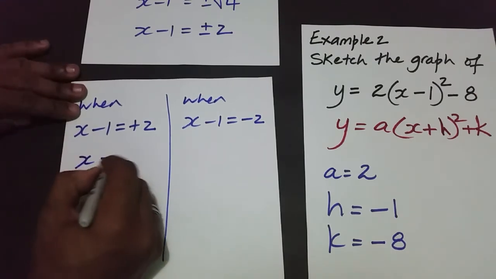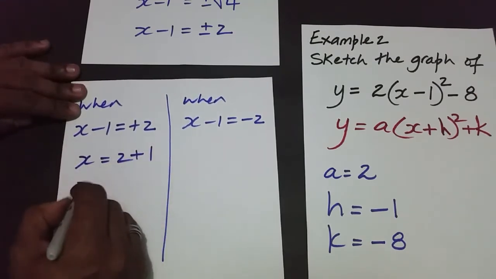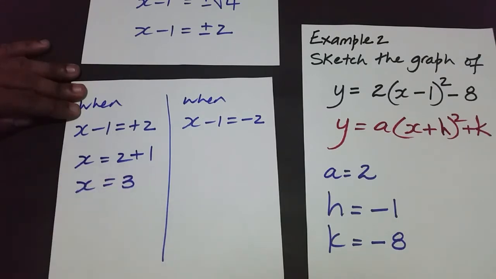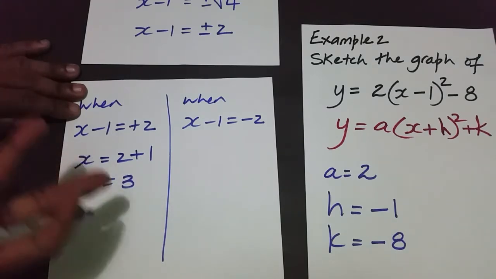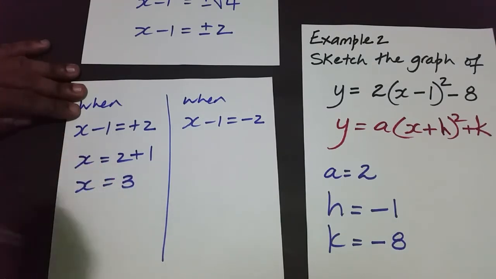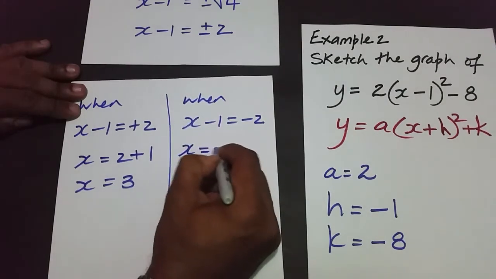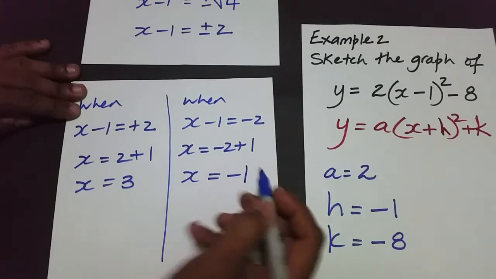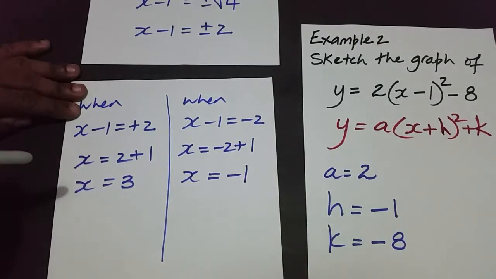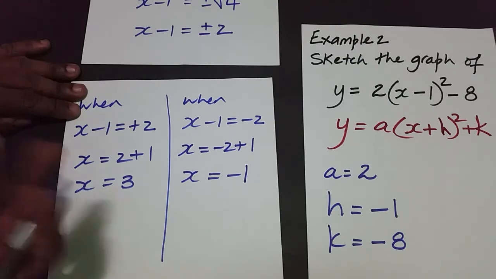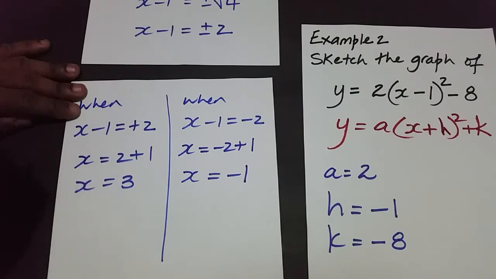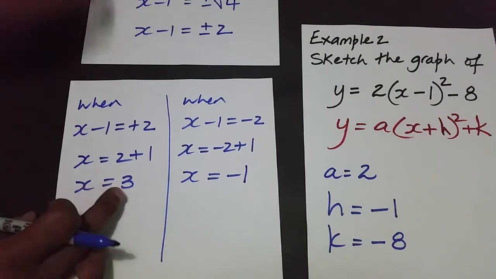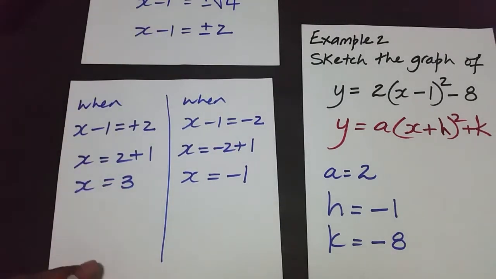So x would be equal to 2 plus 1, x would be equal to 3. So here is one root, and the root is also the answer for x, so that's a root. Next thing, x is equal to minus 2 plus 1, x is equal to minus 1. So now we have the two answers for the unknown. We've solved the quadratic equation essentially, and we've also determined what the roots are. So we know the roots are 3 and negative 1.